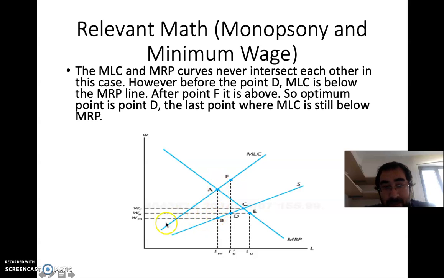Why? Because when the minimum wage is below WM, for example, if it is at this level, the marginal labor cost curve will be a horizontal line like this, and then it will jump up here, and it will intersect with the marginal revenue curve still at the point A. So the employment level will still be LM. There will be nothing that could change for the company.